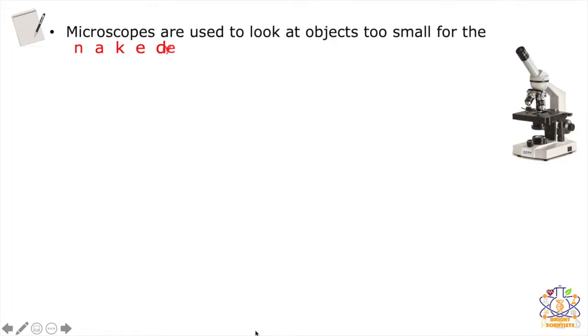So moving on, as you can see, there is a notepad, so how about you jot these ideas down? Microscopes are used to look at objects too small for the naked eye. Microscopes are made up of magnifying lenses which make the specimen look bigger.